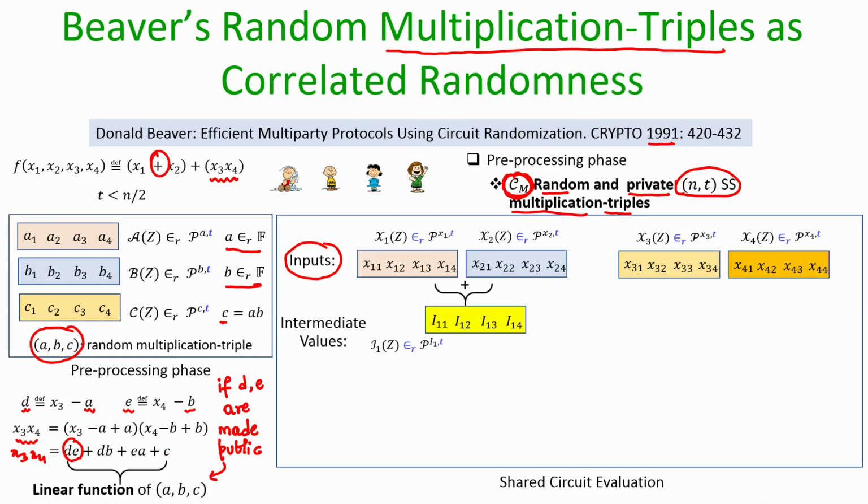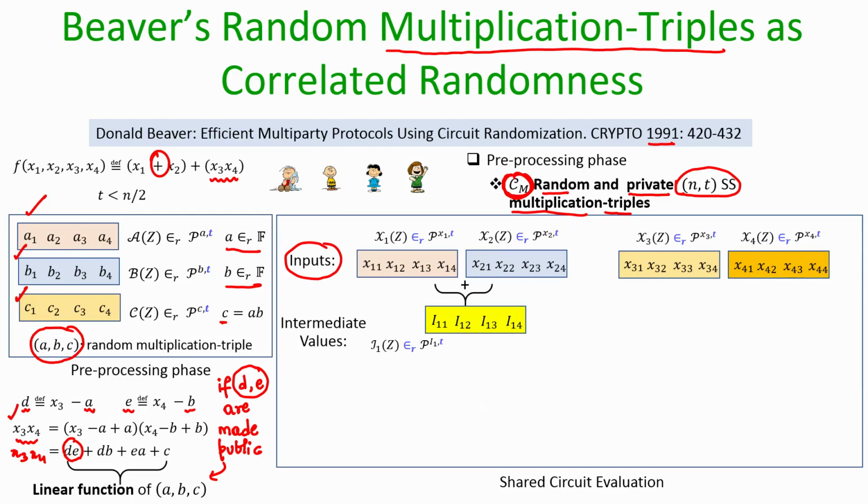So, it is a linear function of A, B, and C, and we know that if the inputs of a linear function are available in a secret shared fashion, then the output of that linear function can also be made available in a secret shared fashion. Since A, B, and C are anyhow available in a secret shared fashion, if somehow we can make D and E public, then by applying the same linear combination, the parties will end up getting their respective shares of x3 times x4. That is what we want when I say I want to evaluate this multiplication gate.